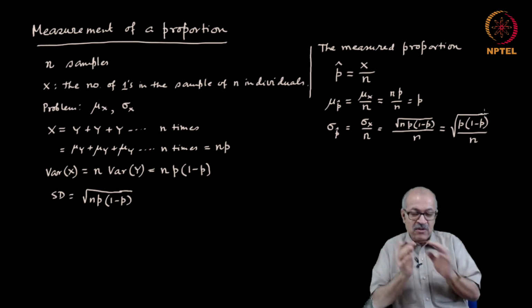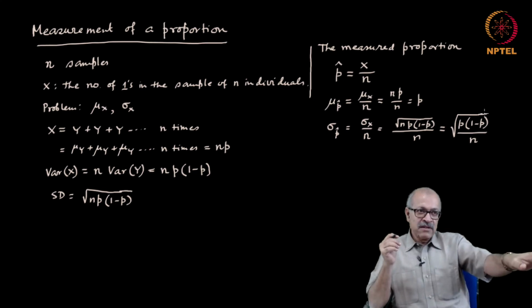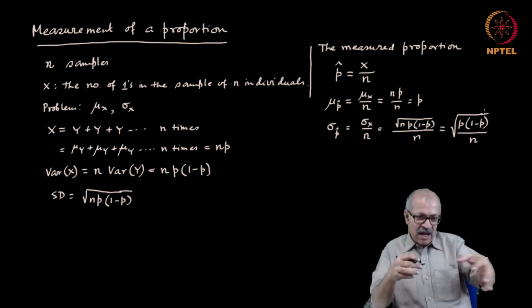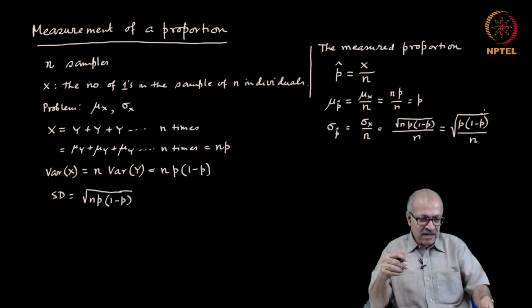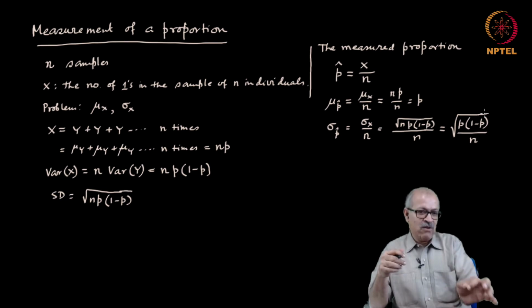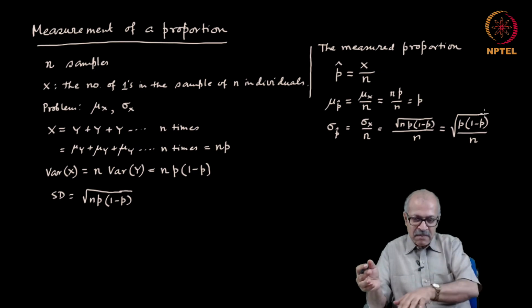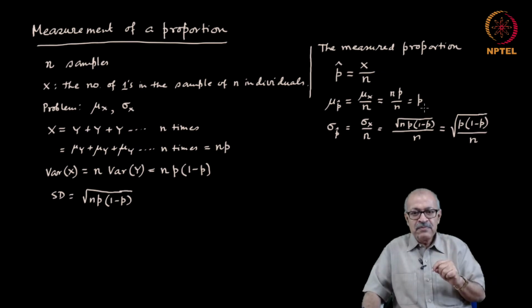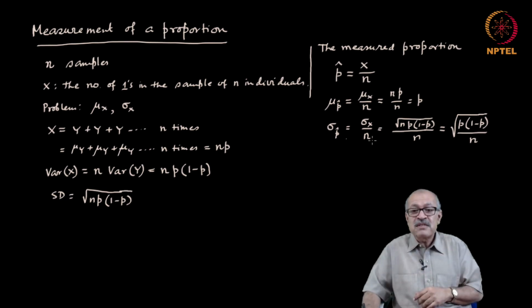So, the conclusion is that if there is a proportion in the population out there, and I am trying to find it using a sampling process, drawing n samples each time, and I repeat the process again and again, then every time I will measure a different value of the measured proportion p hat. That will have a distribution, and that distribution will have a mean at the population proportion p, and a standard deviation which will be this, a well defined number.